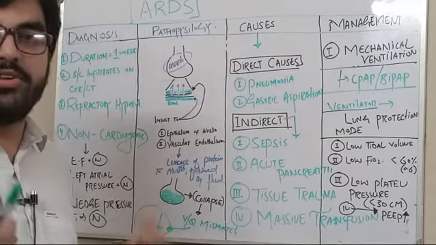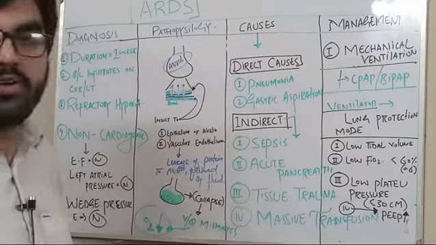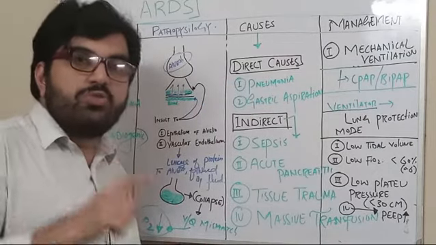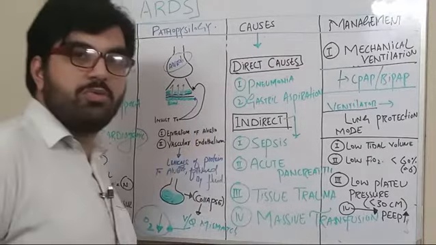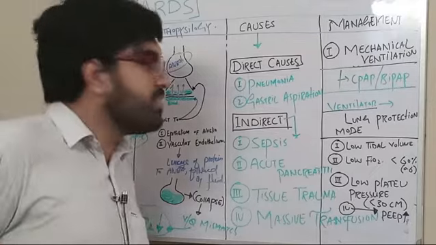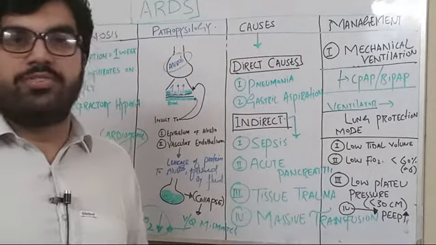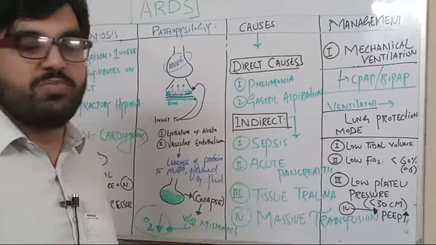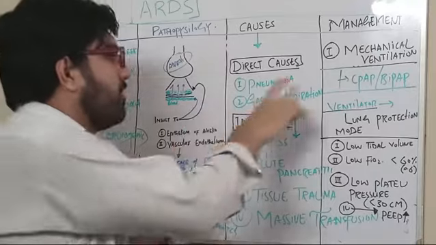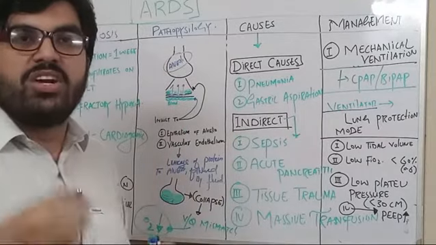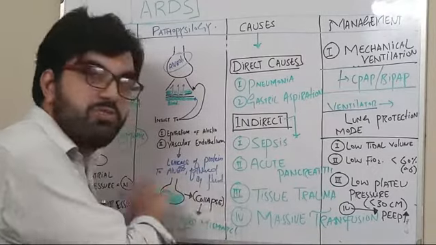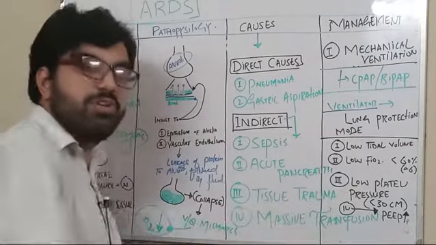Now what causes ARDS? We have direct causes and indirect causes. Direct causes directly cause insult to the alveoli, such as pneumonia, whether bacterial or viral pneumonia, nowadays COVID-19, influenza, respiratory syncytial virus, or bacterial pneumonia, community-acquired, hospital-acquired, or ventilator-associated pneumonia. Whatever it is, that is a direct cause. Gastric aspiration directly digests the alveolar epithelium. The indirect causes are sepsis, acute pancreatitis, tissue trauma, and massive transfusion.